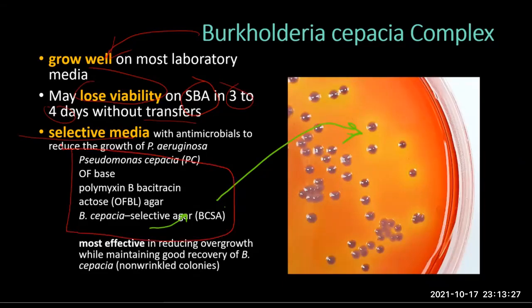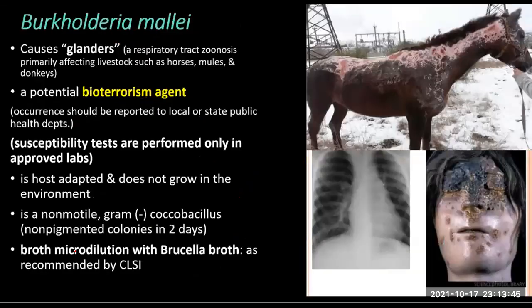This one, the B. cepacia selective agar, BCSA, is considered the most effective in decreasing overgrowth while maintaining good recovery of B. cepacia, wherein we can observe non-wrinkled colonies.